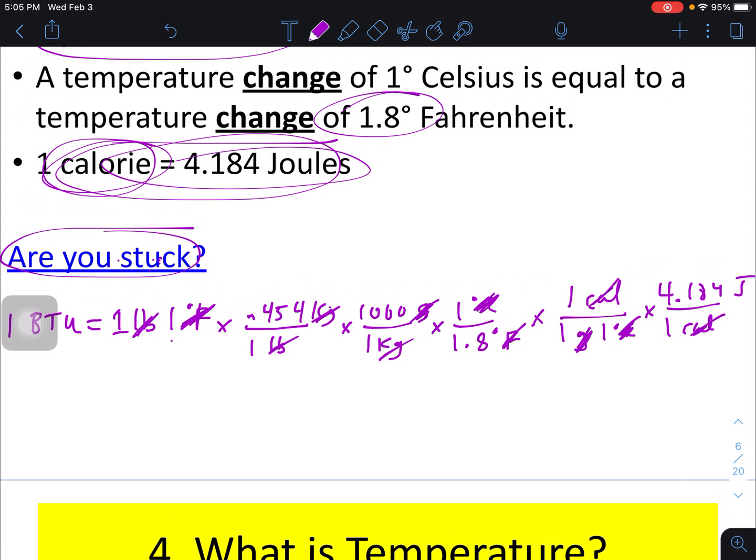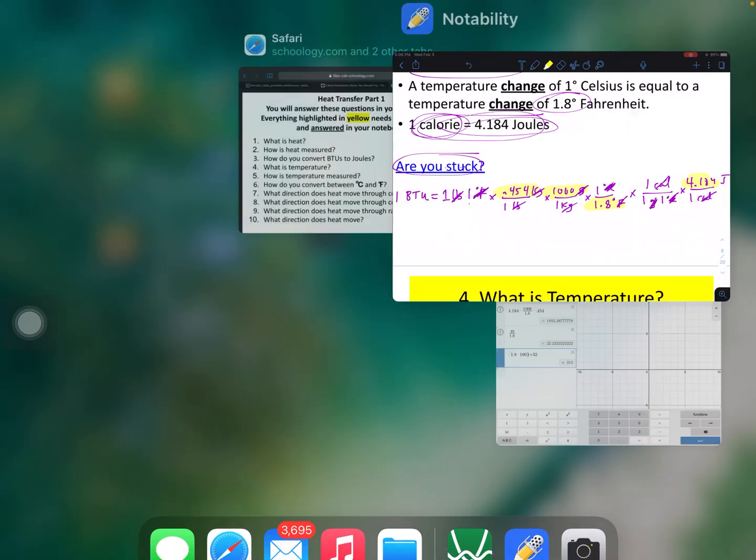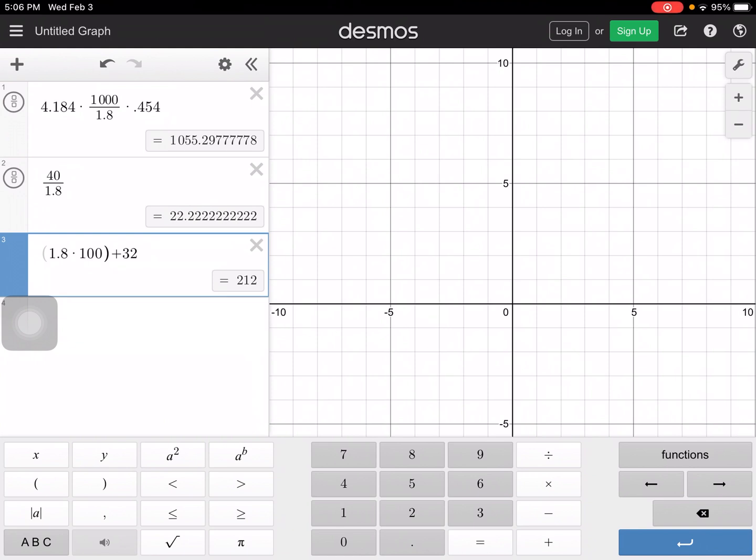Let's do the math. We're going to have to multiply just the numbers here. We can ignore 1 because everything multiplied by 1 or divided by 1 is still the same. 0.454 times 1,000. We're going to have to divide by 1.8 and multiply by 4.184. Okay, so let's take a look at this here.